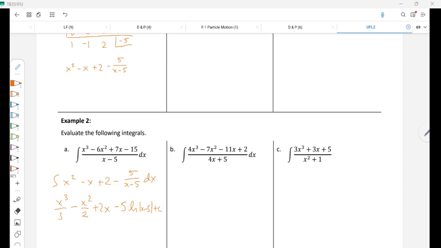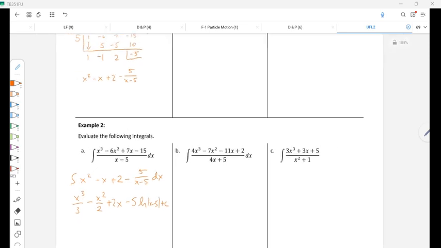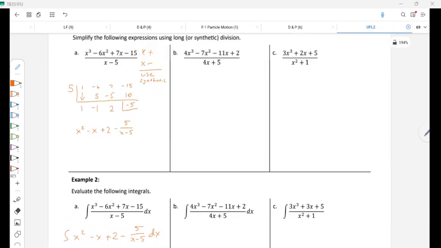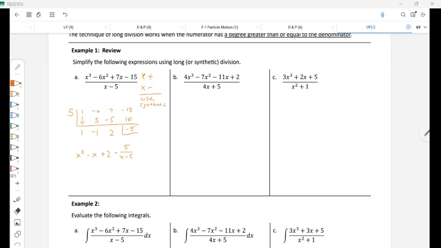Let's take a look at letter B. There is a way to do synthetic division when you have a coefficient in front of your x, but I feel like it's a bunch of rules that I have to reteach myself every time I do it. So I'm not going to do it. I'm going to do this one with long division. So we end up with 4x plus 5 into x cubed minus 7x squared minus 11x plus 2.